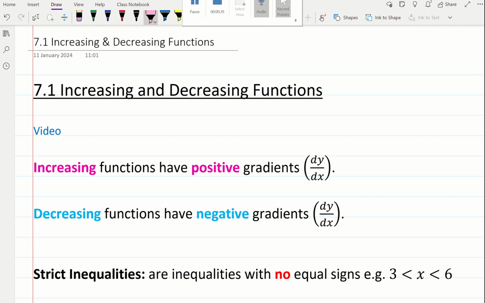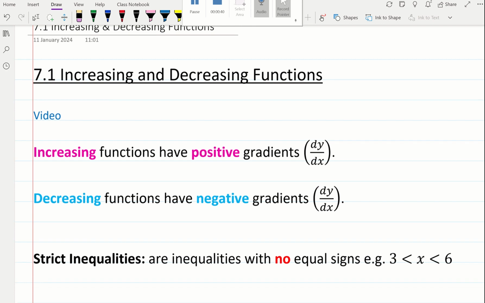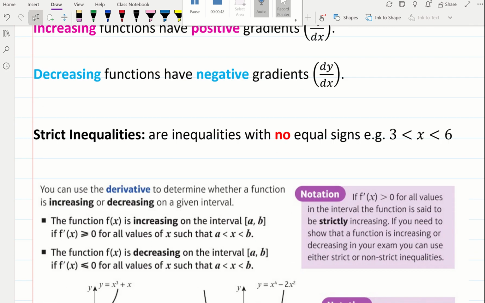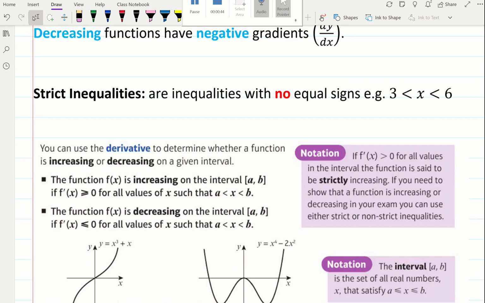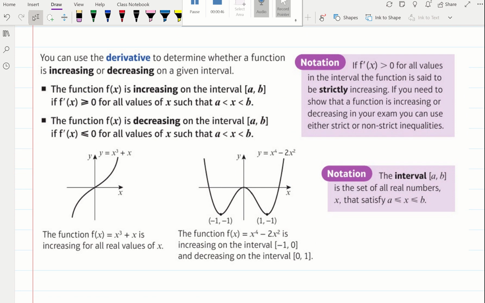Strict inequalities are inequalities that don't have an equal sign, like this one. So something like this is not a strict inequality, but that is. Now, I've put what the textbook says. It basically said exactly what I've said here, using a little bit more.